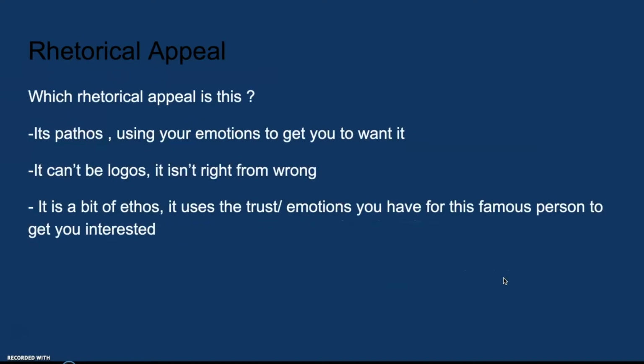Awesome. And the rhetorical appeal. The student says it is pathos because it is using your emotions to get what you want. It can't be logos because this isn't right or wrong, which is true. And it is a bit of ethos because it uses the trust and emotions you have for this famous person to get you interested, which is true. If a person really likes Taylor Swift and sees Taylor Swift drinking Diet Coke, the person may want to drink Diet Coke. But if the person dislikes Taylor Swift, then I don't think they're going to want to drink Diet Coke either. That was a good presentation by the student.